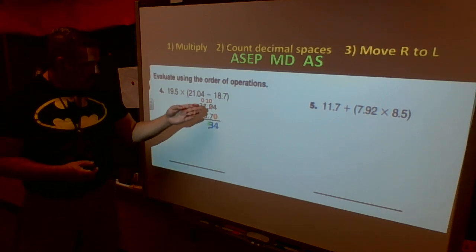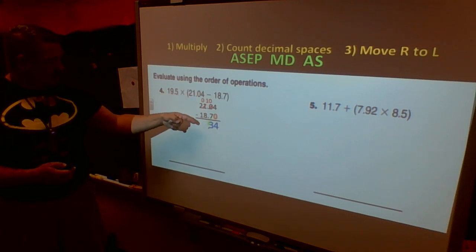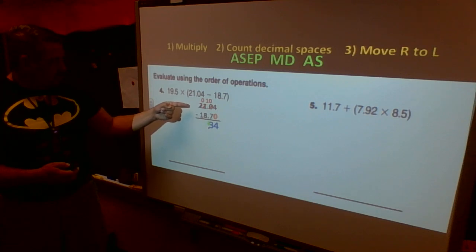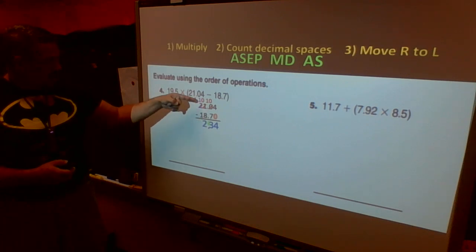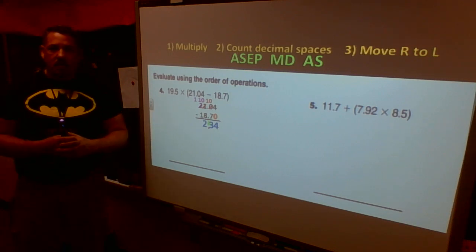When I do my subtraction, I have 4 minus 0, which is 4. The 10 minus the 7 is 3. Borrowing from the 2 once again to make it 10, and 10 minus 8 is 2. And then I have 1 and 1 stuck out there by itself.